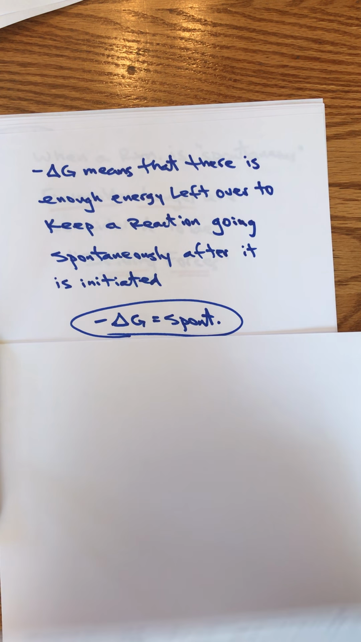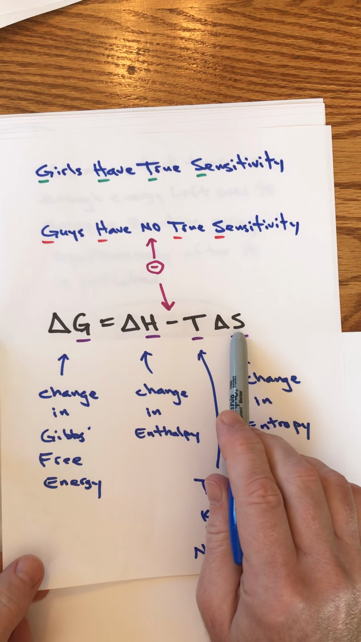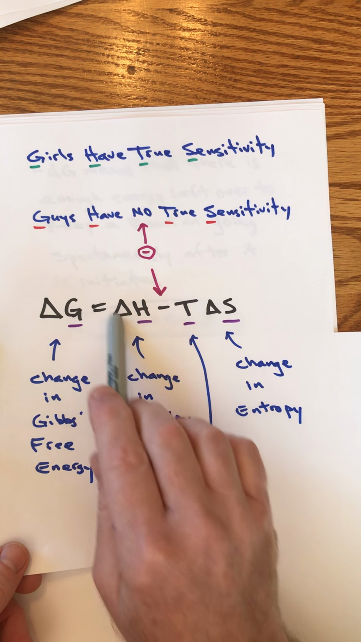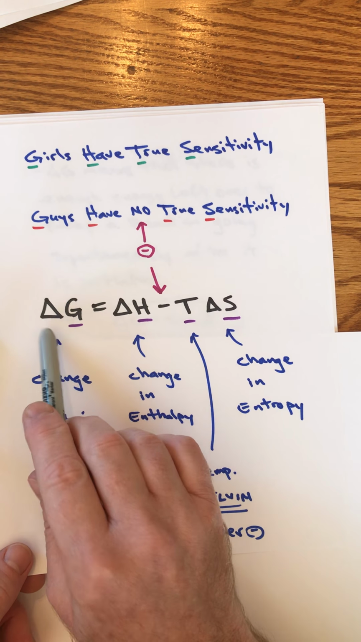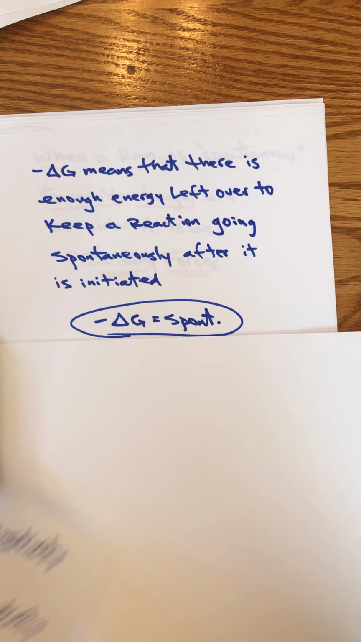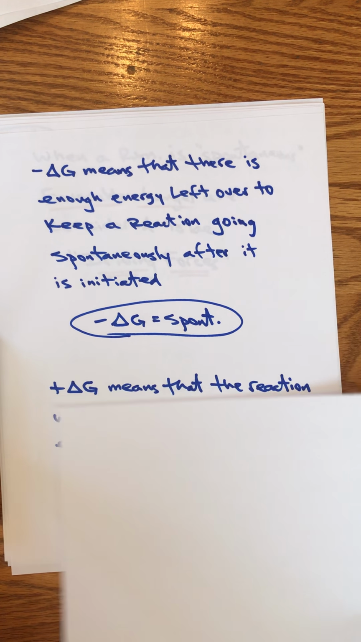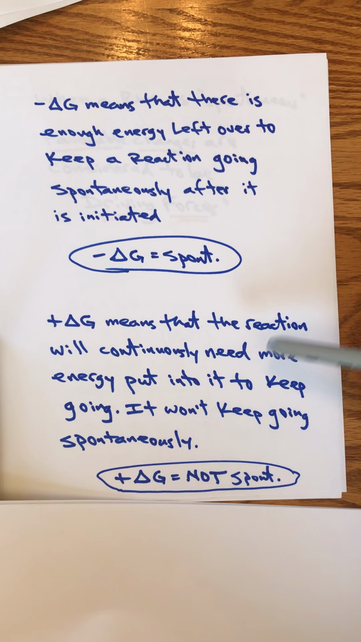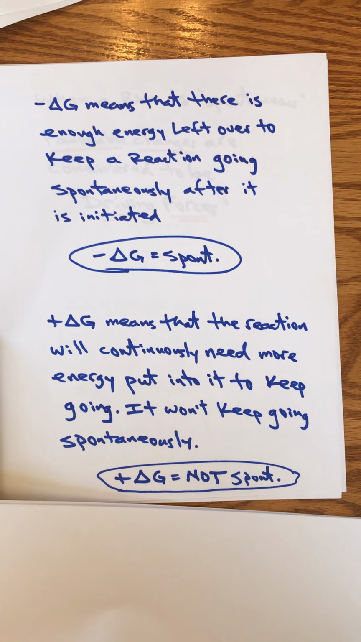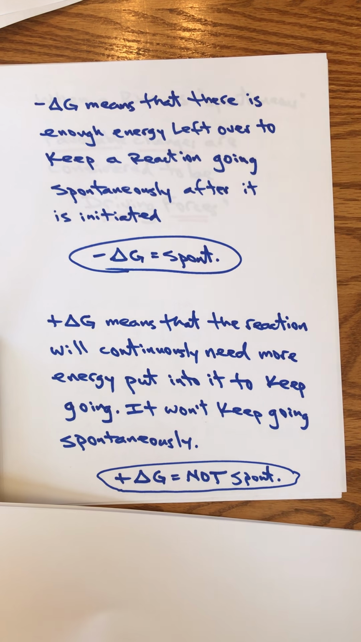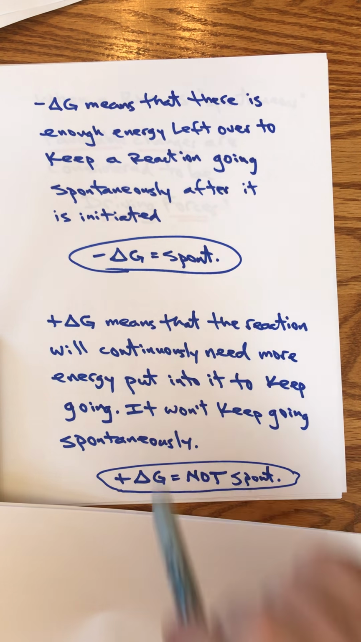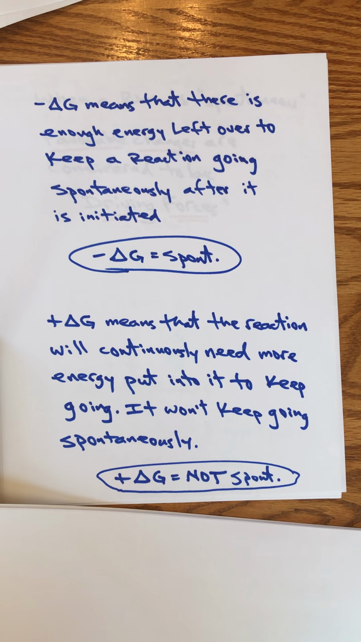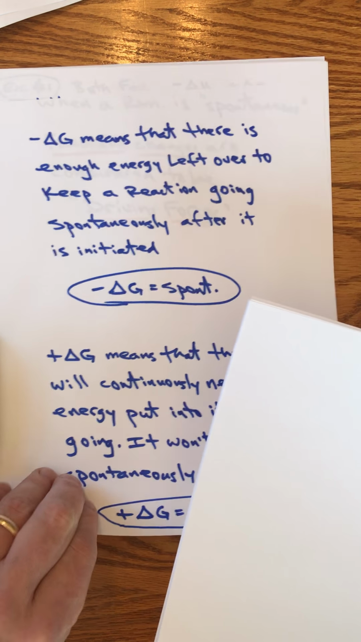If delta G equals delta H minus T delta S, whatever is left over of delta H, if that's still negative, you have enough energy to keep things going. A positive delta G, on the other hand, means that the reaction is going to stop as soon as you stop giving it energy. It's not spontaneous. You can make this reaction occur, but you have to keep feeding it energy in order for that to happen. So negative delta G is spontaneous, positive delta G is not spontaneous.